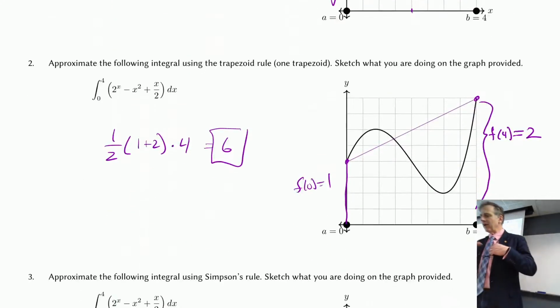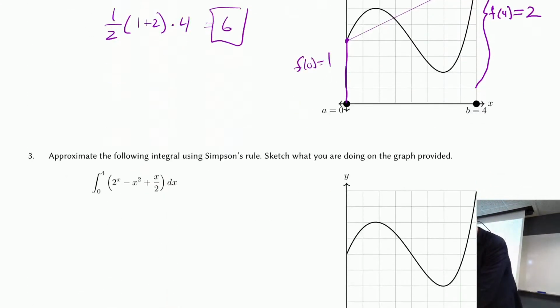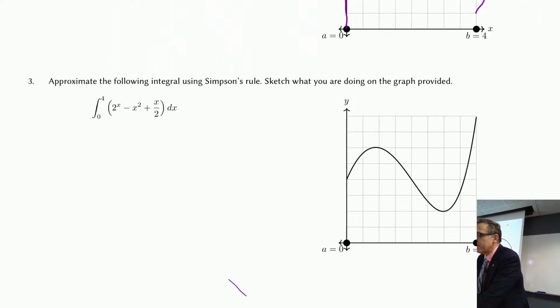Let's see how we contrast this with Simpson's rule. With Simpson's rule, you take 3 points. I don't know if you remembered the exact formula, but hopefully you remember the process: you have 3 points now, and we're connecting those 3 points with a parabola.